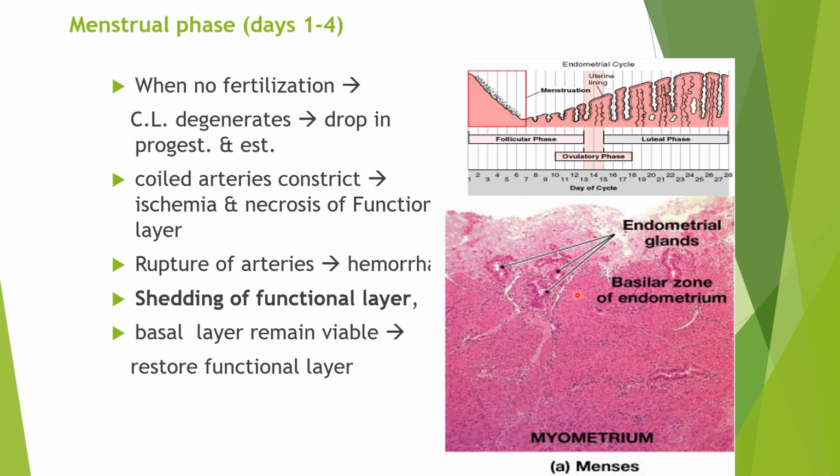And this is because the basal layer is supplied by the straight arteries and the stratum functionale is supplied by the coiled arteries, and these coiled arteries show changes in response to withdrawal of the estrogen, which are vasoconstrictive responses leading to ischemia of the menstrual phase.